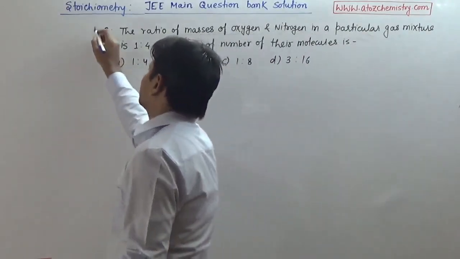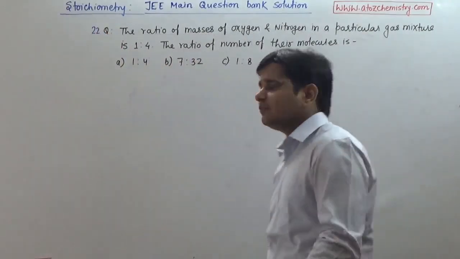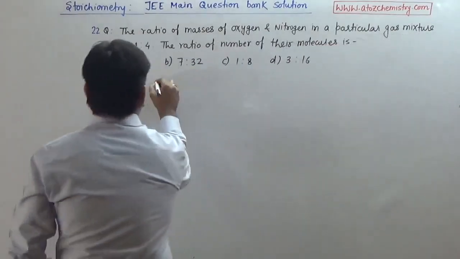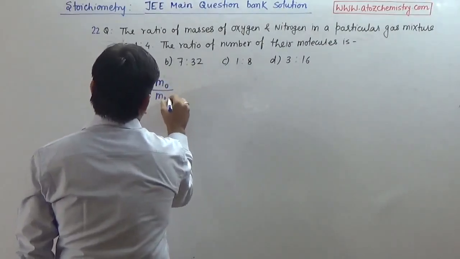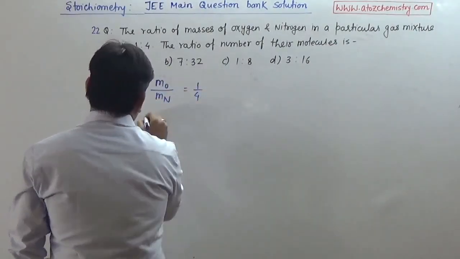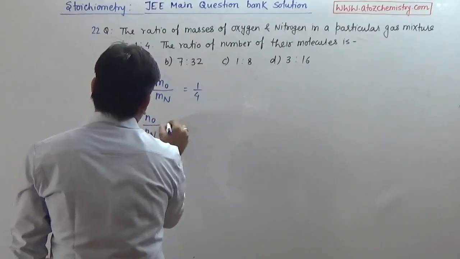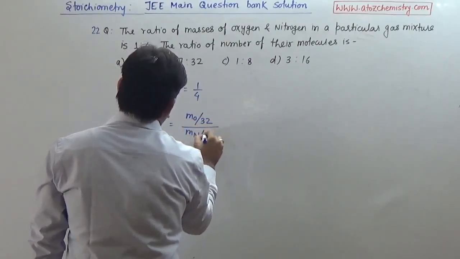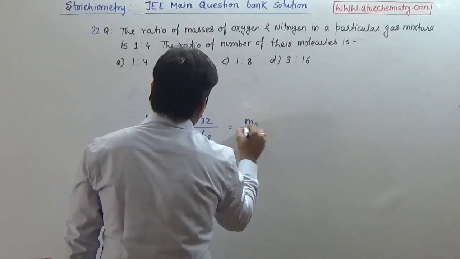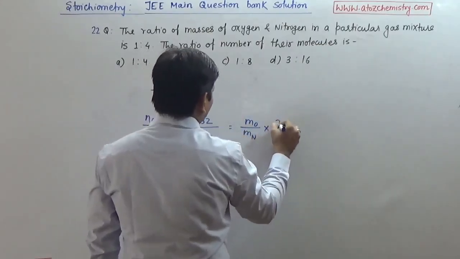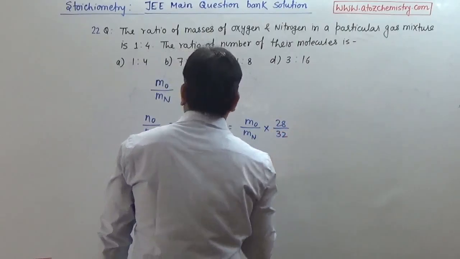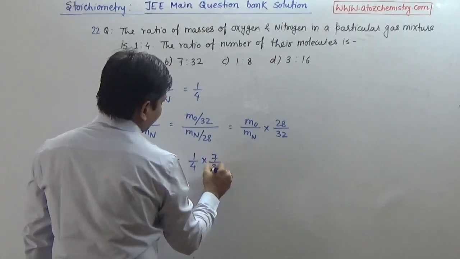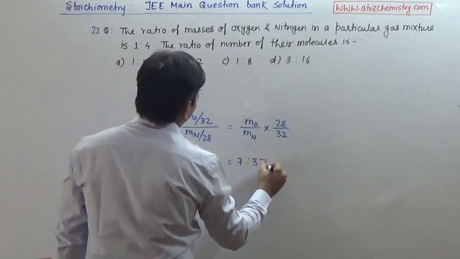These are the options. The 22nd question that I am discussing is in stoichiometry. The question is telling that the ratio of masses of oxygen and nitrogen, mass of oxygen to mass of nitrogen, is 1:4. Then the number of moles of oxygen to the number of moles of nitrogen will be equal to mass of oxygen divided by 32 and mass of nitrogen divided by 28. Hence it will give mass of oxygen divided by mass of nitrogen into 28 divided by 32. So it will give 1 by 4 into 7 by 8, and hence 7 is to 32.